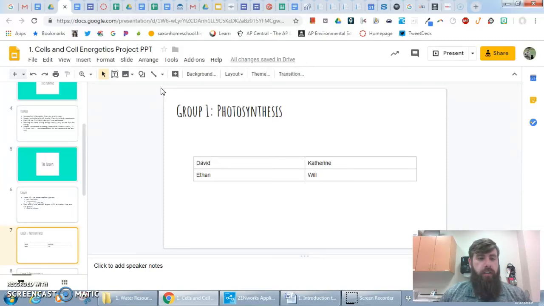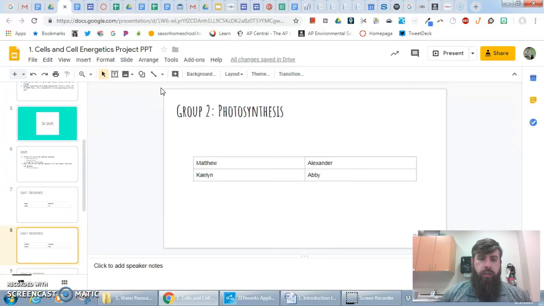For today, we're going to set that aside. So photosynthesis, here is group 1: David, Catherine, Ethan, and Will. You are working together for photosynthesis group 1. Now I should point out that I don't have both photosynthesis groups working together. You can use each other's resources. You might have questions like, how are you addressing this objective, but I really want you working in 2 separate groups. So group 2 in photosynthesis is Matthew, Alexander, Kaylin, and Abby. Those are the 2 photosynthesis groups, and you'll be using the photosynthesis guiding doc on Canvas.